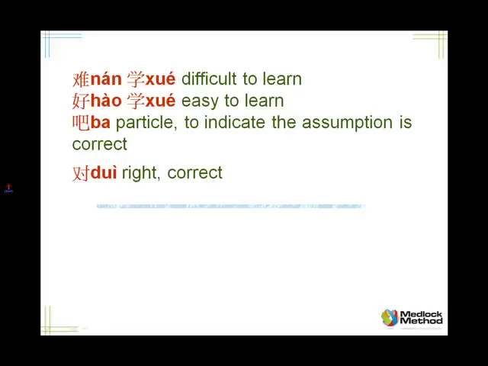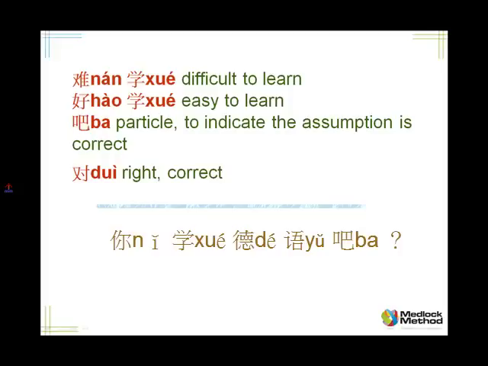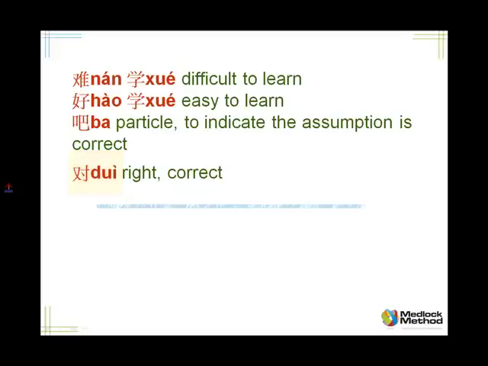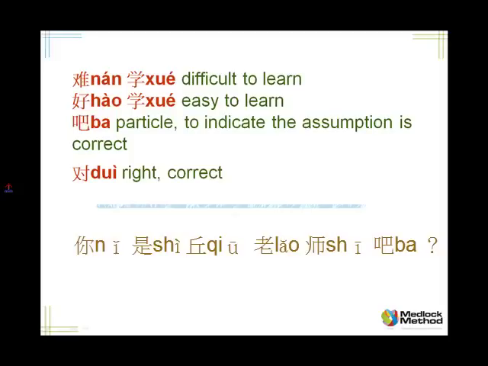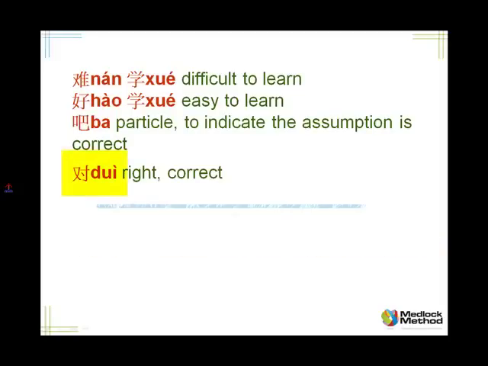Okay, ready? How do you say you study German, don't you? 你学德语吧。 Tell me correct. 对。 Say, German is difficult, isn't it? 德语很难吧。 You're 邱老师, aren't you? 你是邱老师吧。 Say correct. 对。 Say, you're married, aren't you? 你结婚了吧。 Say correct. 对。 Say, you're not married, are you?